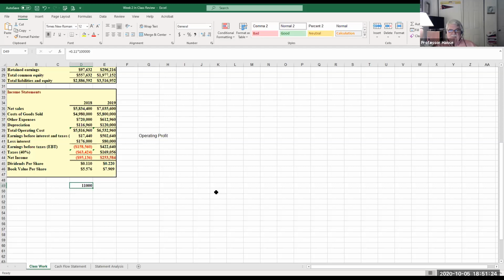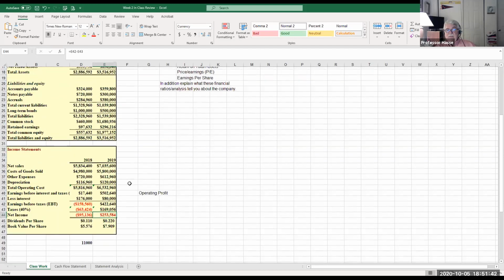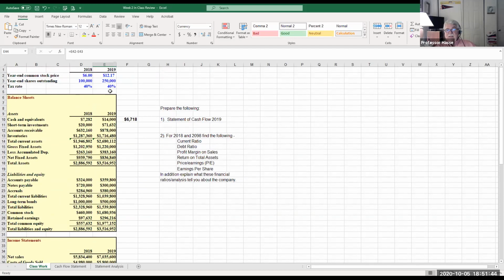So Michael was right on the button on that one. Very good. But notice in 2019, they made $253,000 profit, and now look, they doubled their dividend to 22 cents a share. But also, if we go up in this information, notice at the end of 2019, they now have 250,150,000 shares of outstanding stock.